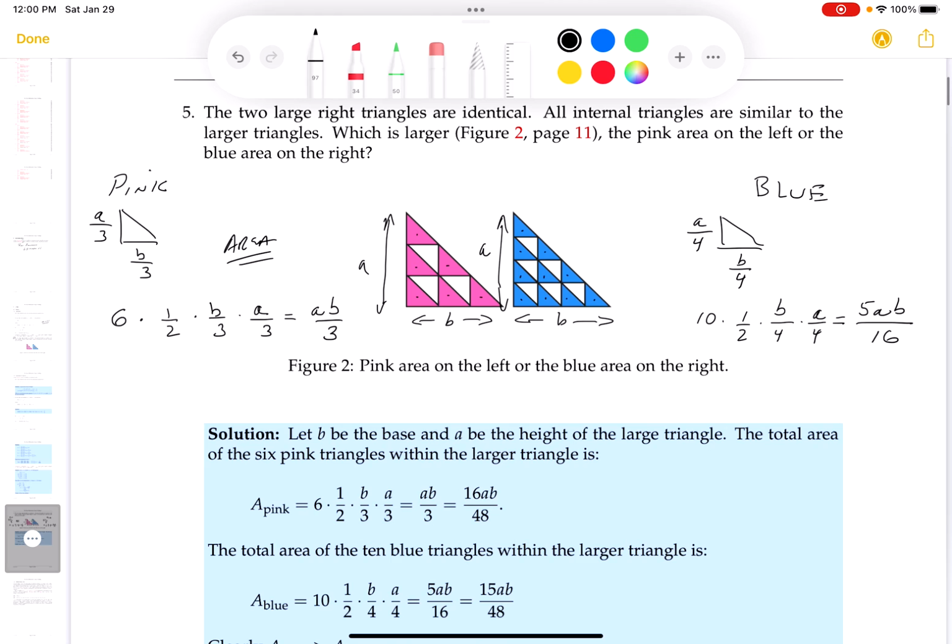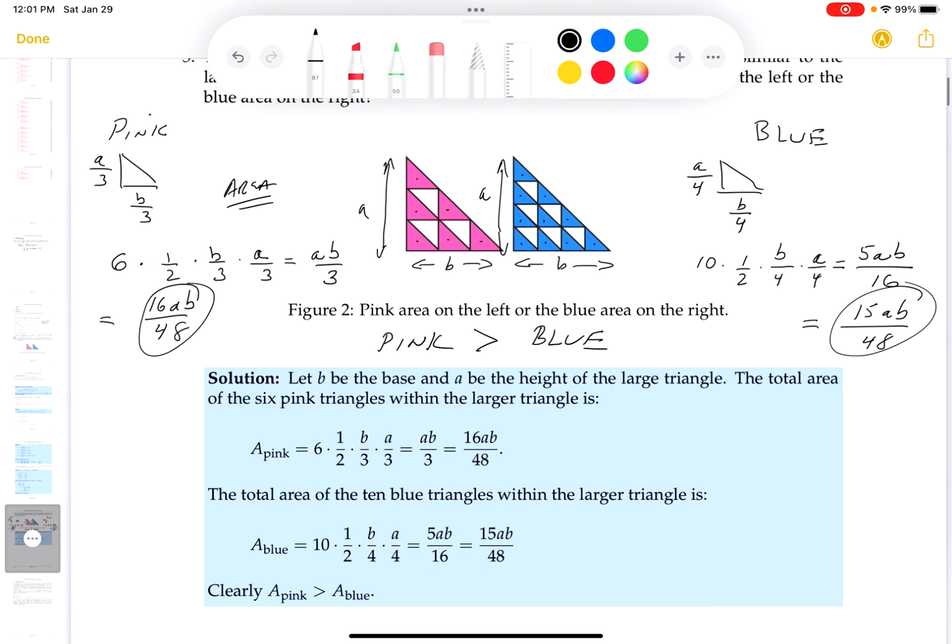You know what? I'm looking at the two, and I'm wondering which one's bigger, but they're different types of fractions. So I have to give them the same denominator. The common denominator between 3 and 16 is 48. What times 3 would be 48? 16, so it's 16AB. And this guy over here, if I want to make it 48, 3 times 16 is 48, and 3 times 5 is 15, so 15AB. Well, clearly, which one's bigger? The pink. If you just look at 16 and this one's 15, the pink is larger than the blue.